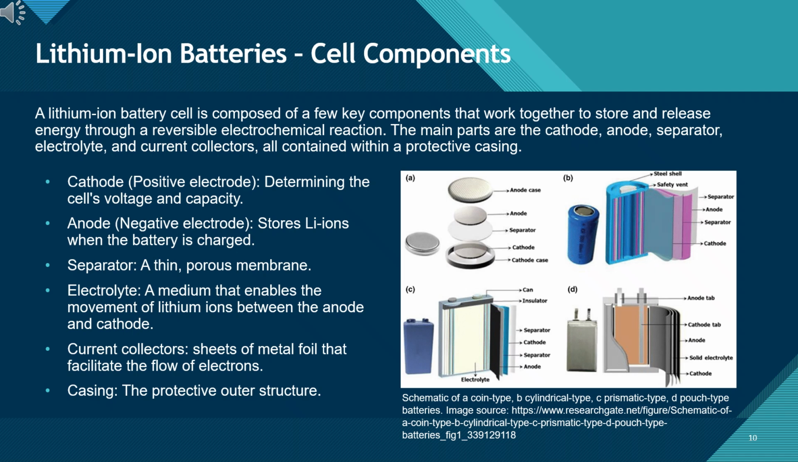The image shows four common cell formats: A. Coin type, used in small electronics; B. Cylindrical type, found in power tools and EVs; C. Prismatic type, used in automotive and energy storage systems; D. Pouch type, lightweight and flexible, popular in EV packs. Though their shapes differ, the internal electrochemistry is the same. Lithium ions move between the anode and cathode, enabling efficient and rechargeable energy storage.